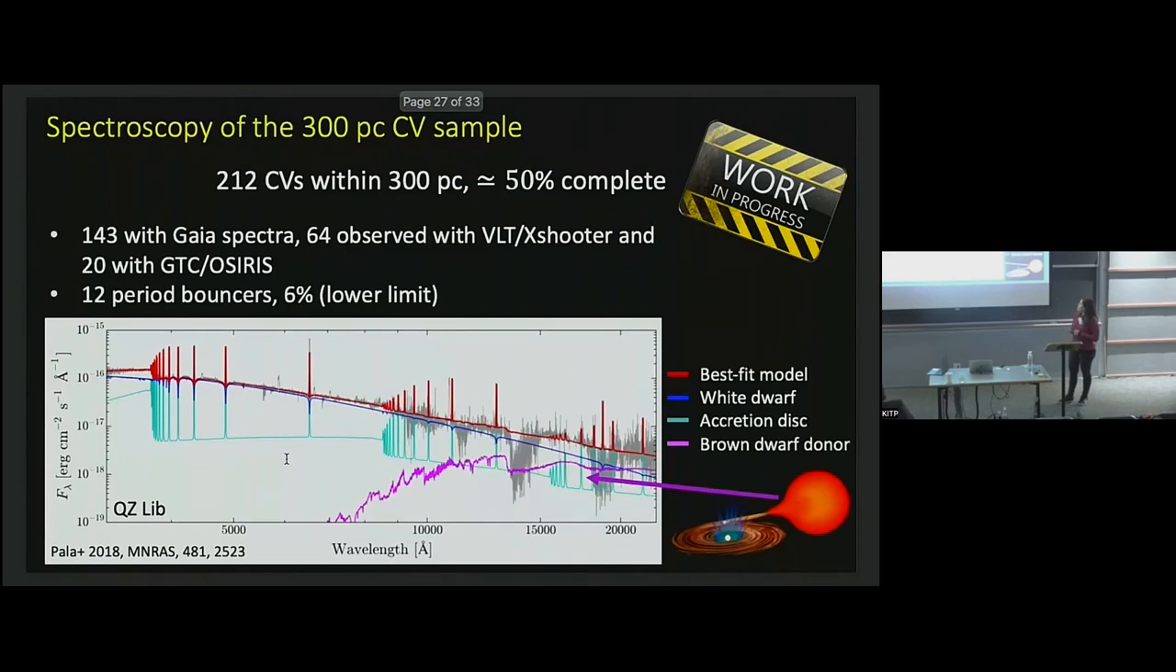And finally, the advantage of having this spectroscopic survey ongoing is that we can definitely exploit X-Shooter in particular, because with X-Shooter we get the entire spectral energy distribution from the near ultraviolet down to the near infrared. And if we can observe in the near infrared, we are capable of putting constraints on the nature of the donor, and so we can identify systems with brown dwarf companions and find period bouncers. And in particular, at the moment, we have 12 confirmed period bouncers within 300 parsec, and I'm reporting here a fraction of 6% as a lower limit, because, yeah, this is work in progress. We still need to analyze the entire sample.